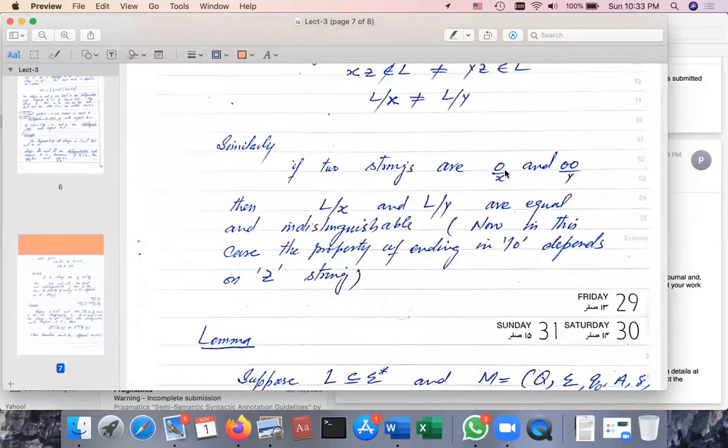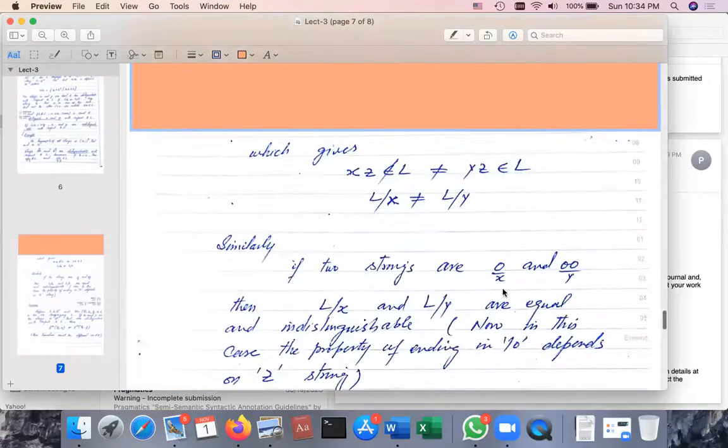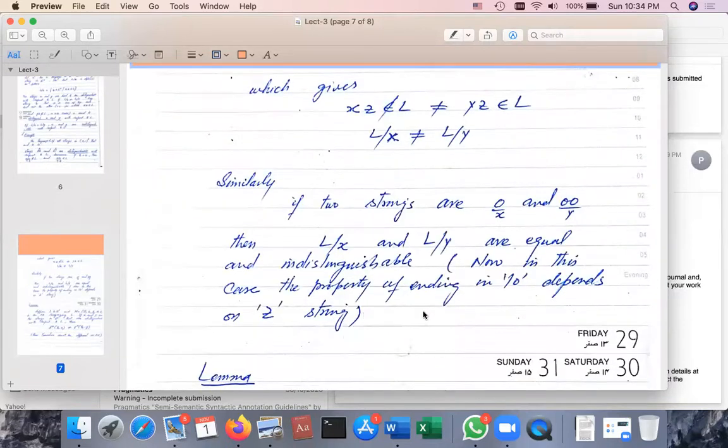So ending in 10 totally depends on the Z string. If we take some other strings X and Y, and then some other Z string, we can check whether their L over X and L over Y are unequal or equal. And when they are unequal and one part belongs to that language, only then can you say that the two strings are distinguishable.